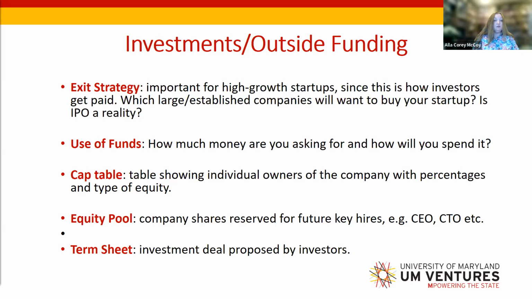Cap table, it's a table showing individual owners of the company with percentages and type of equity. Equity pool, company shares reserved for future hires. When you're in a very early startup, there's usually an equity pool reserved for new hires because usually you can't pay market rates, market salaries to the CEO and the CTO, and you want to entice them also with equity. Term sheet is an investment deal proposed by investors.